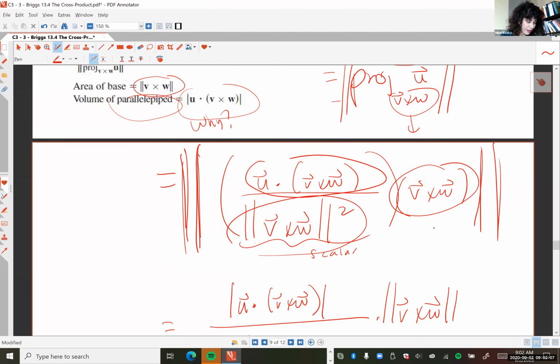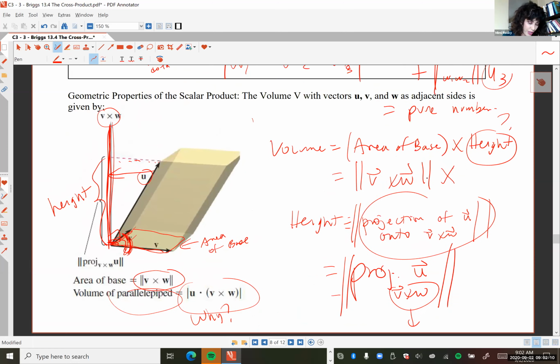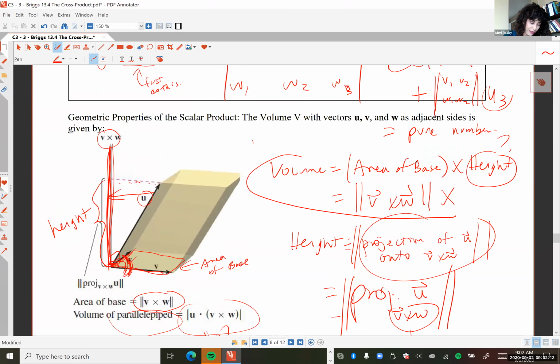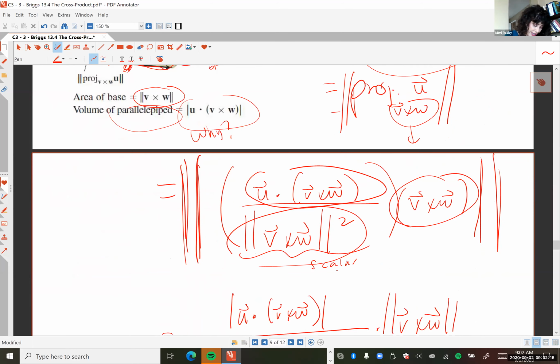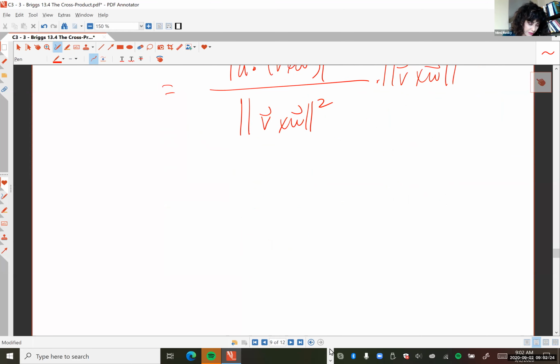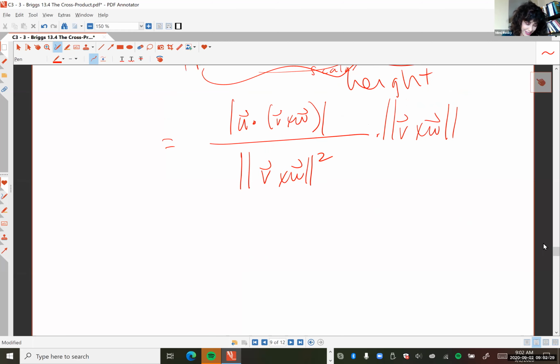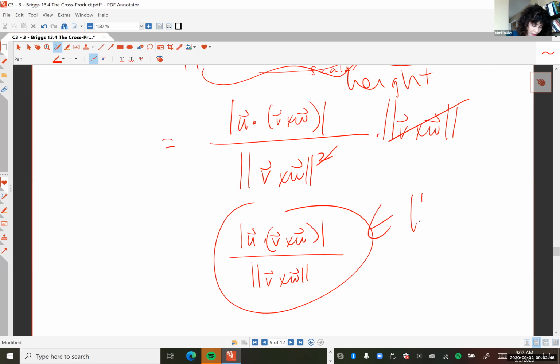And now what are we going to do? Oh, I forgot something here. That's the height. We want to get the volume, so we forgot the area of the base. So this right here is the height. So if I'm going to reduce this to lowest terms, come on, computer, please stop messing with me here. So one of these magnitudes cancels. So what are we saying? This right here, people, is the height. Absolute value over this. So this is the height of our parallelepiped.